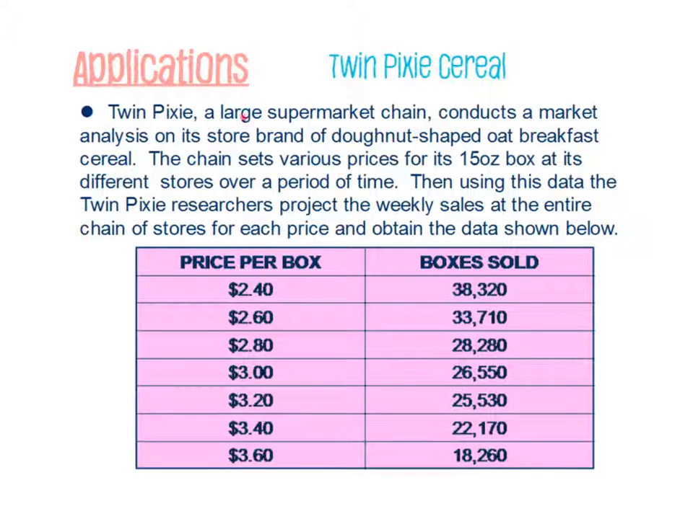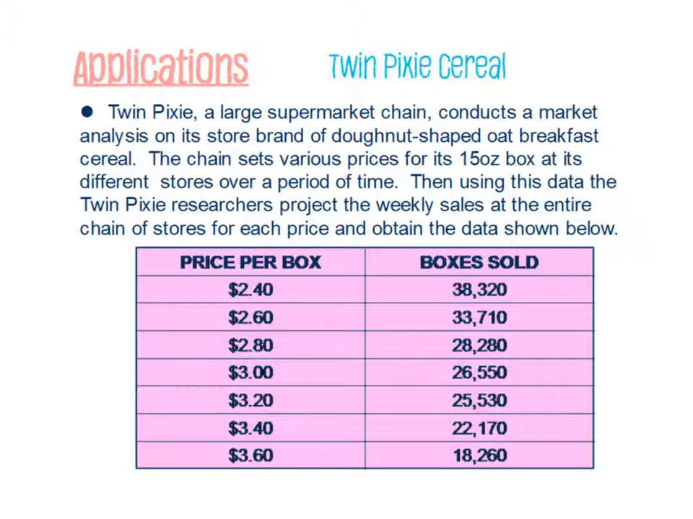What you would need to do, I guess let's go through what this problem is. It's a different problem. This is a supermarket chain, and they are conducting an analysis on their store brand of donut-shaped oat breakfast cereal. Okay, so that's the generic Cheerios. They've got their own Cheerios they're selling, and they're looking at what happens. It says the chain sets various prices for its 15-ounce box at different stores. Then using the data, the researchers project what the weekly sales will be each week.